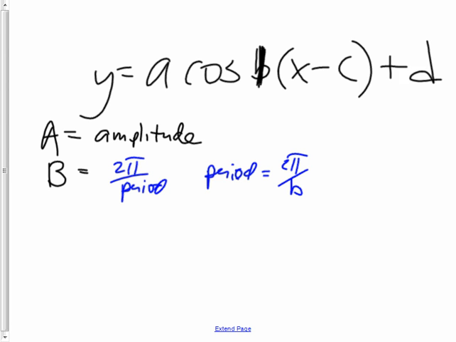At least I caught you before you left, and we hadn't actually done any problems with this yet. Okay, had it upside down. Easy to do. B is 2 pi over the period. So the period is 2 pi over B.